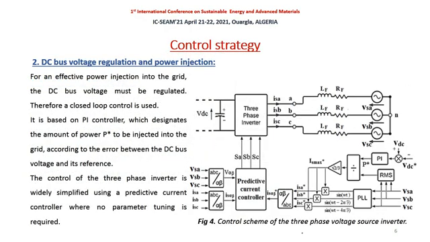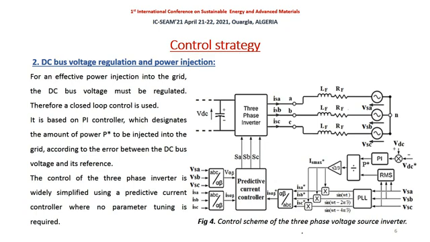Now the control of the second stage to perform the DC bus voltage regulation and power injection. For an effective power injection into the grid, DC bus voltage must be regulated. Therefore, closed-loop control is used based on PA controller, which designates the amount of power to be injected into the grid according to the error between the DC bus voltage and its reference.